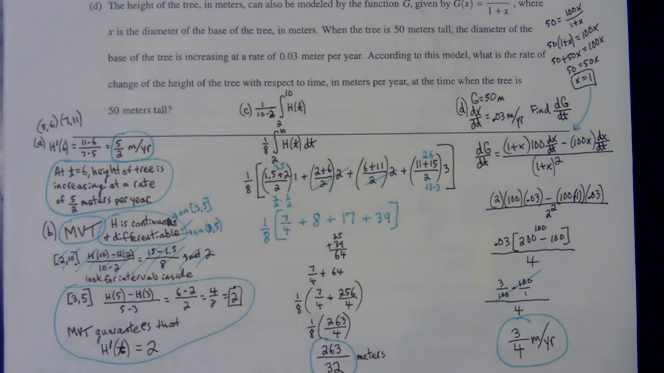Here we have the height of a tree, a twice differentiable function. That's good language. That means it's smooth, it's continuous, it's differentiable, everything is good there.